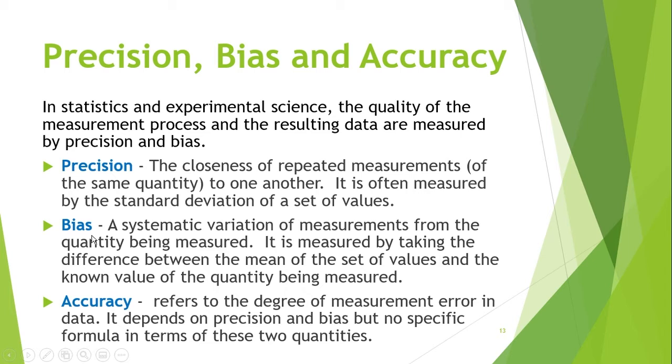Bias, on the other hand, is a systematic variation of measurements from the quantity being measured. It is measured by taking the difference between the mean of the set of values and the known value of the quantity being measured. So, sa bias, kailangan alam mo yung true measurement, yung true value. And i-differentiate mo siya or i-minus mo siya from the mean of the set of values na makukuha ninyo. So, mean meaning average. Okay?